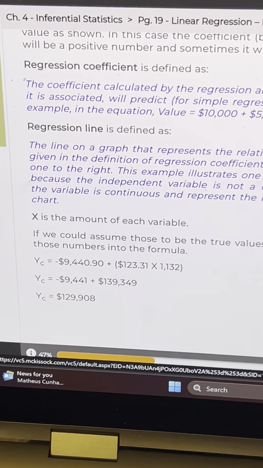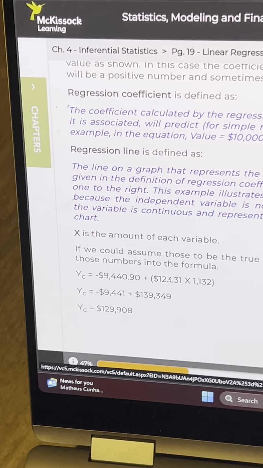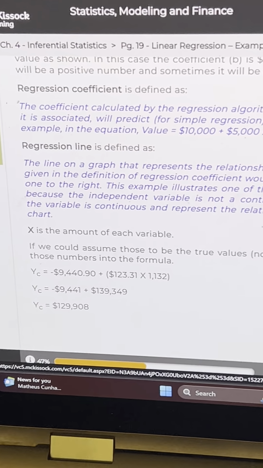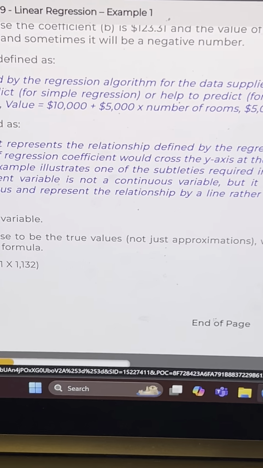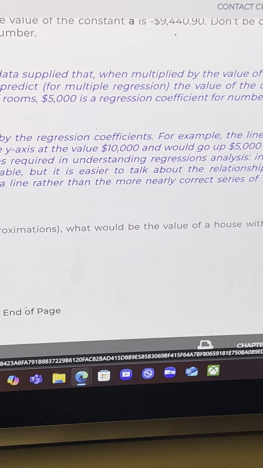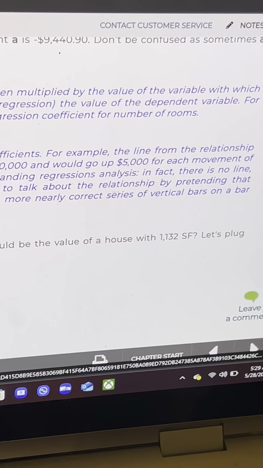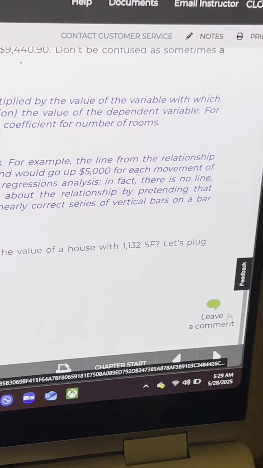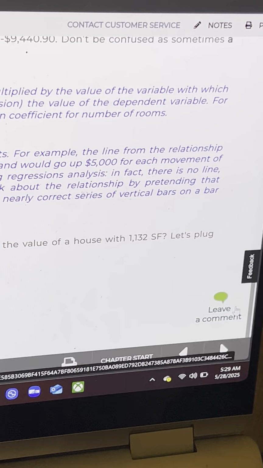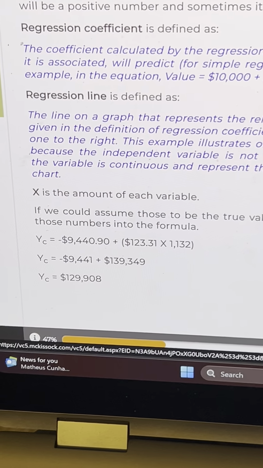X is the amount of each variable. If we could assume those to be true values, not just approximations, what would be the value of a house with 1,132 square feet? Let's plug those numbers into the formula.